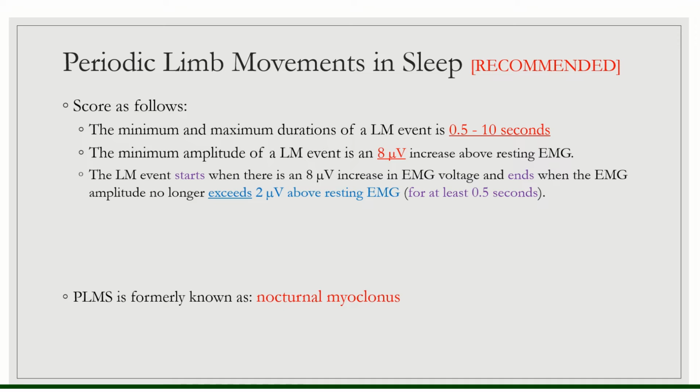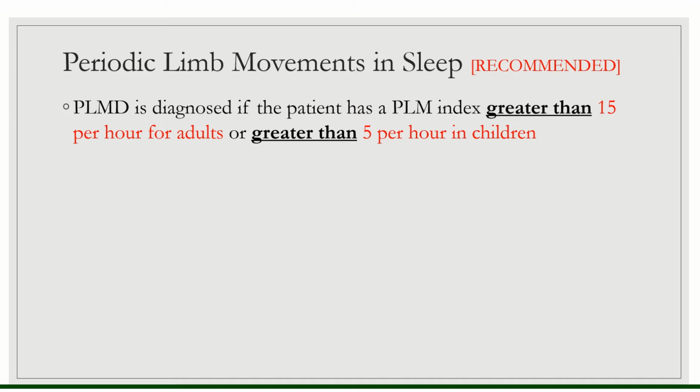Periodic limb movement sleep is formerly known as nocturnal myoclonus. Okay, I want you to know that because it will be on your test. PLMS is formerly known as nocturnal myoclonus. All right, so periodic limb movement disorder is diagnosed if the patient has a periodic limb movement index greater than, keyword greater than 15 per hour for adults, or greater than 5 per hour for children.